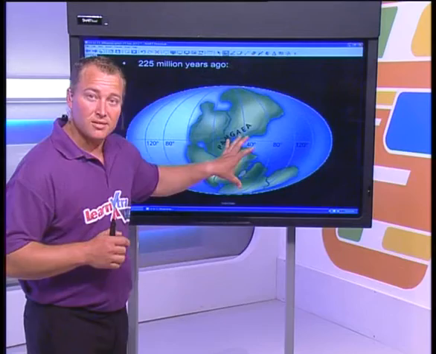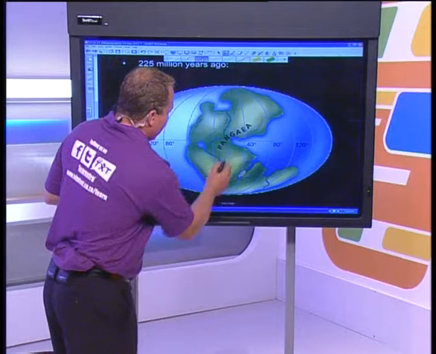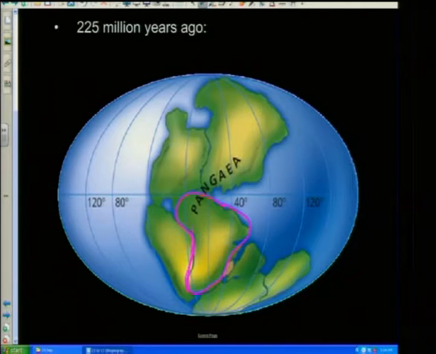I want you to remember this very clearly because we're going to be talking about animals that are found in different places. How did they get there? Why are they so similar? This is the reason why they're so similar: the land started moving. If you look at it carefully, everything fits together like a puzzle. Here, in pink again, there's Africa, and there is South America. Can you see how they fit into each other?